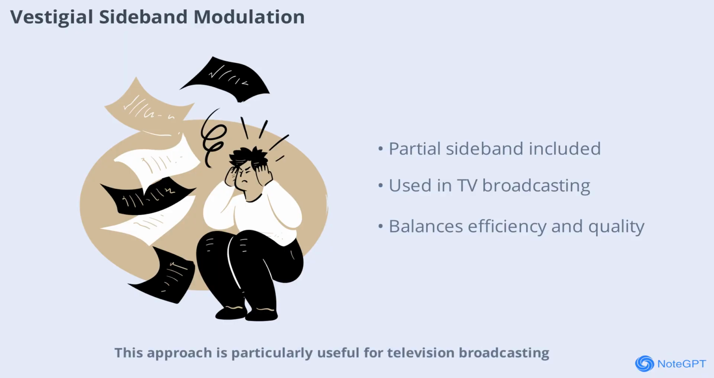This approach is particularly useful for television broadcasting, where it helps to reduce bandwidth while maintaining signal quality. VSB allows for simpler receiver designs compared to SSB, making it a practical choice for mass-market applications.